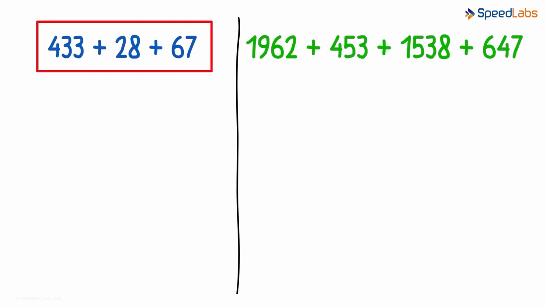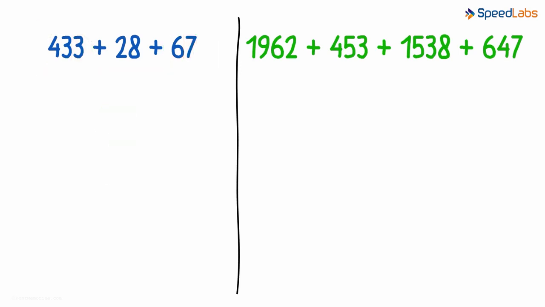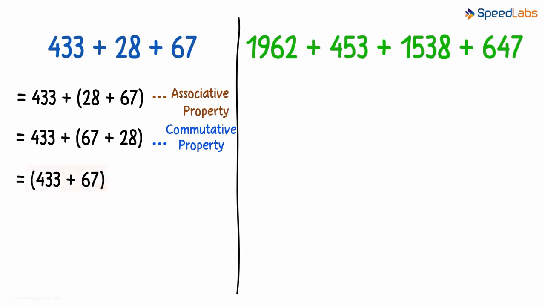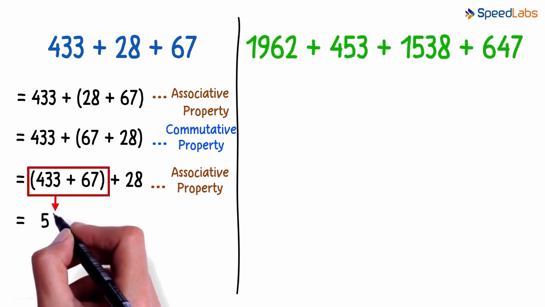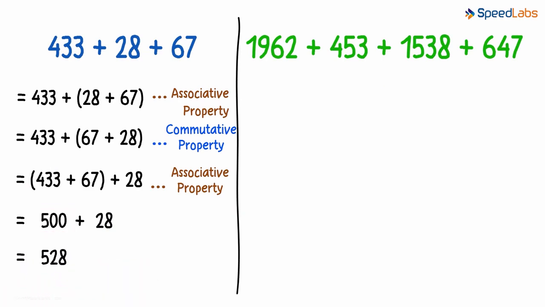In the first problem, adding the first and the third numbers will give us zeros at the end, as 7 plus 3 is 10. And this will make our calculation easier. Again, we first put the bracket around the second and the third numbers. Then we use the commutative property of whole numbers to swap their positions. Then we use the associative property again to put the bracket around 433 and 67. Finally, we solve them. This addition gives us the answer as 500. We added this number to 28 to get 528.